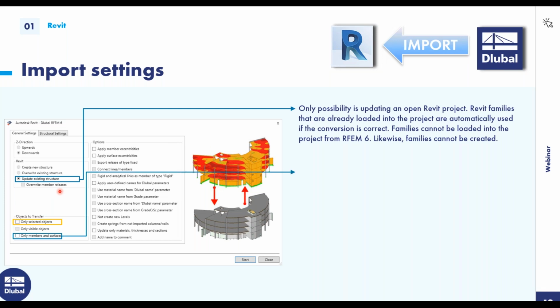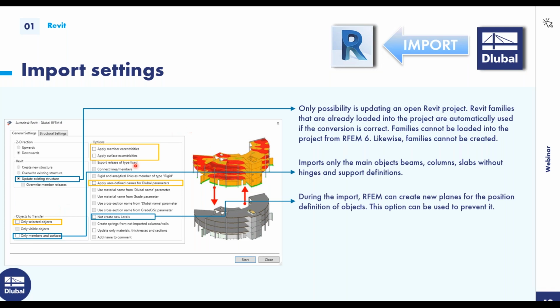So then there are also some functions for controlling the amount of transfer that you do. And this would allow you right now to transfer some of the objects. This is also a little bit still under construction, but you do have the option to only transfer members and surfaces if you'd like. And then we have some other options that are also under construction still. So the options for eccentricities, which are shown here, are not available yet.